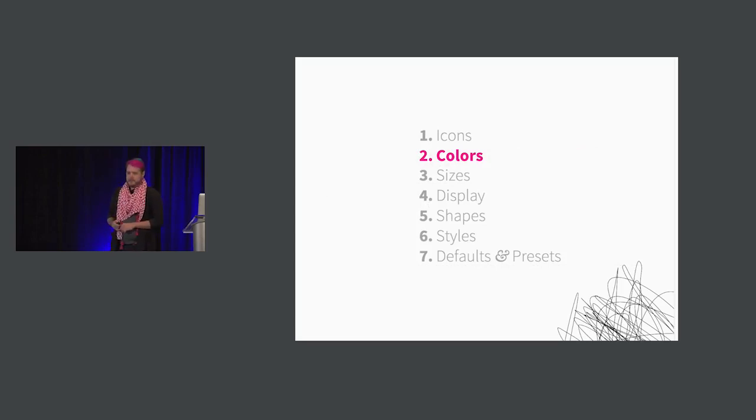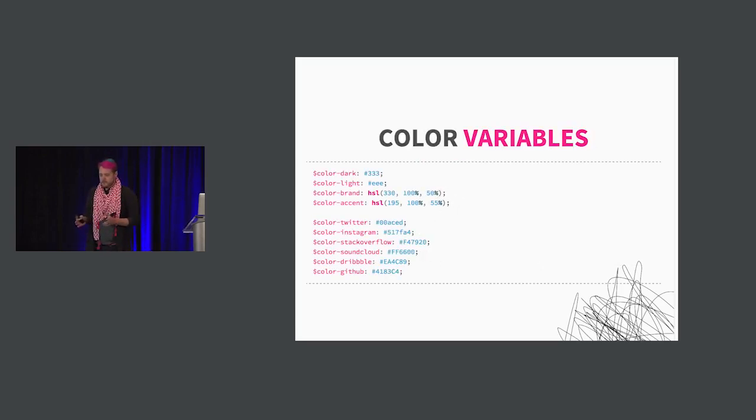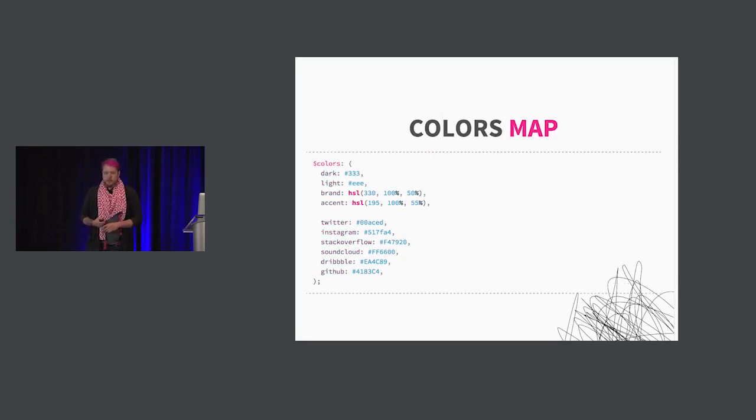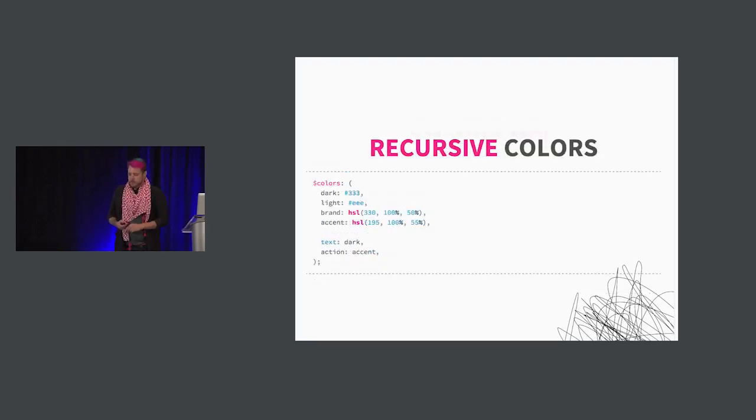Let's look at colors. Colors is going to be basically the same thing. We take our list of colors and we simplify them down into one map, so they're no longer taking up so much namespace. We don't have to prefix them all. They're just there. Here, we're going to try recursive colors.